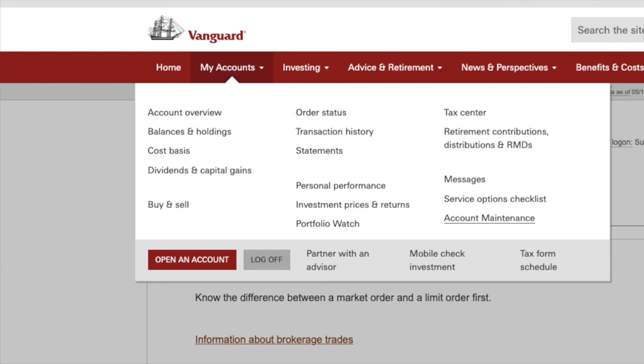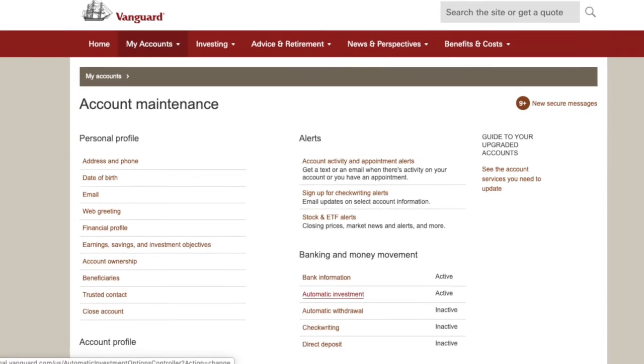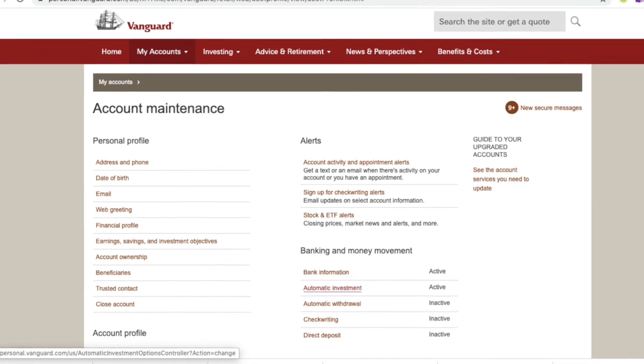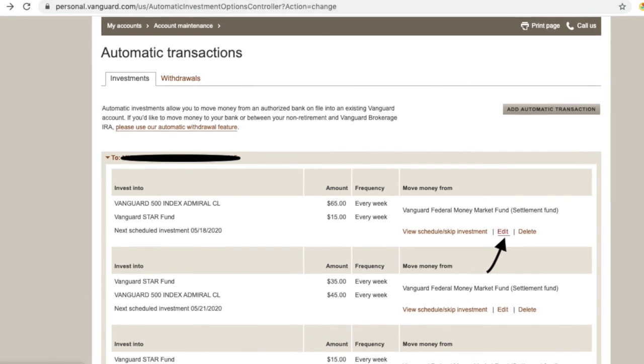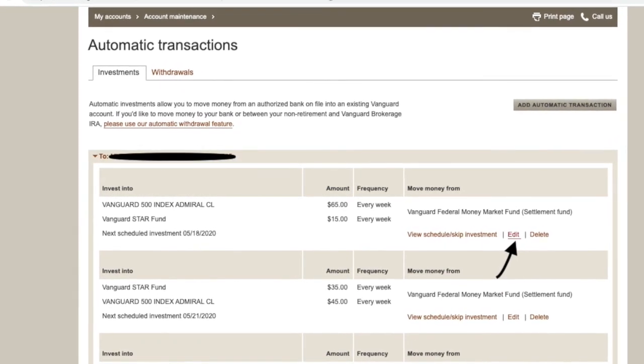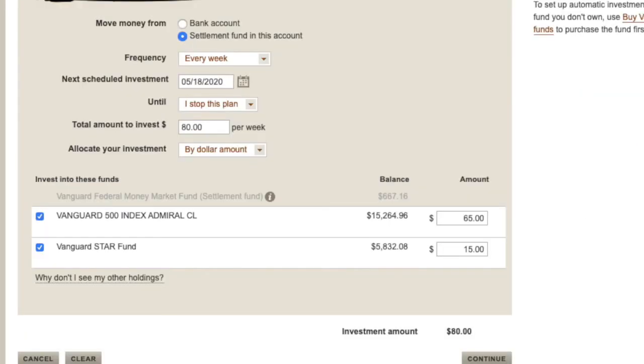With Vanguard, you can set it up in your account by going to account maintenance, and then in the lower right corner, there's an automatic investment. That's where you can set it up. Once you get into the automatic investment, you can see what I currently have in there, and you can further edit my schedule. For example, in this case, I put something in these two funds every week. And you can do more. It depends on how much you want to invest on a regular basis.